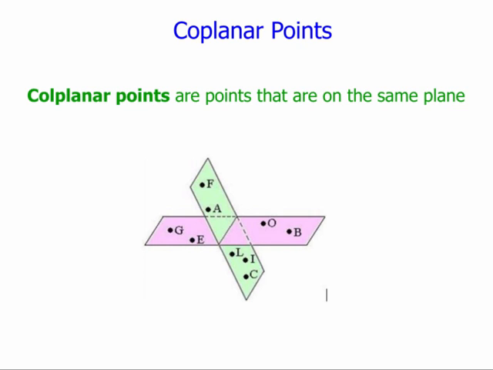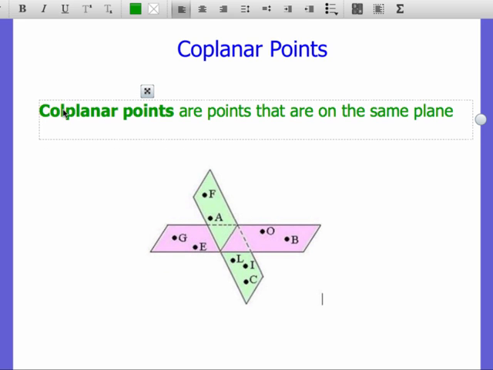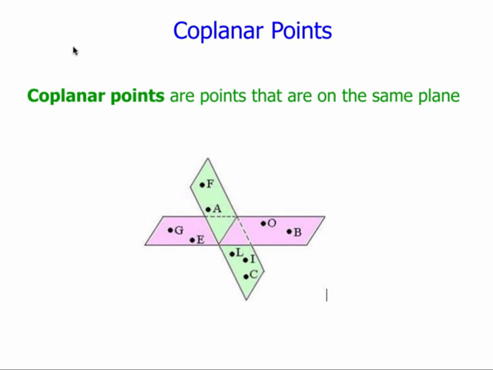So we also have coplanar points. We talked about collinear points being points that are all on the same line. Coplanar, should be an L there. Coplanar points are points that are all on the same plane. Here I've got 2 planes, 2 flat surfaces that cross each other. If I wanted to pick some points that were coplanar, well, G, E, O, and B are all on the same plane, so they're coplanar. F, A, L, I, and C are all on the same green plane, so they're coplanar.